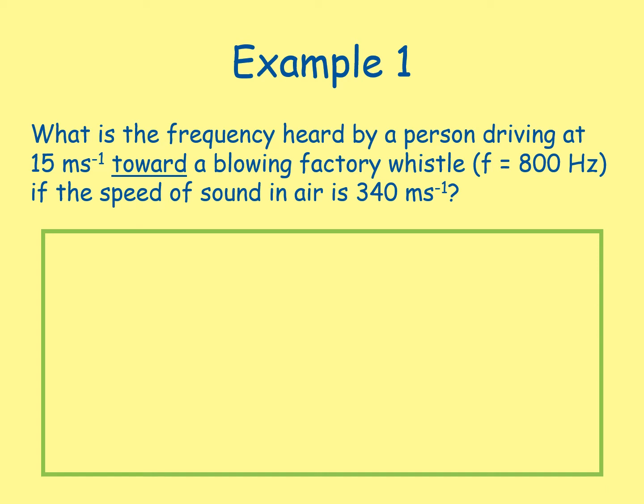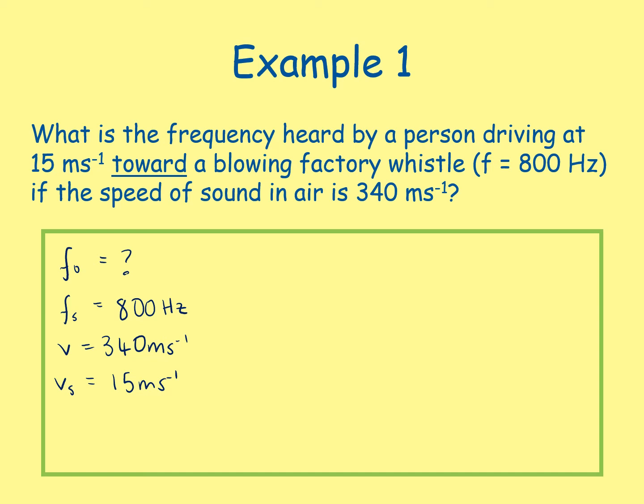First, let's write down what we know and what we don't know. So our Fo, the frequency that the observer hears, is what we want to work out. Our frequency of the source is 800 Hz. Our speed of sound is 340 meters per second. And our speed of the source is 15 meters per second.